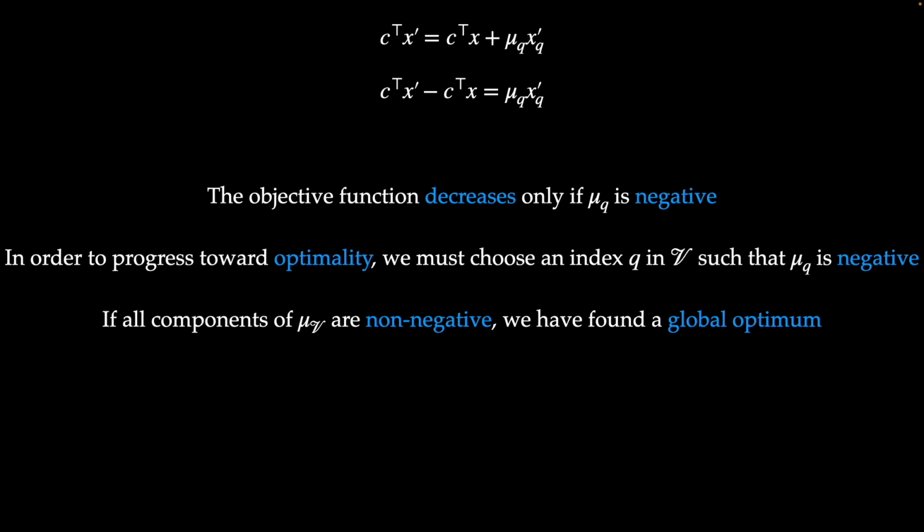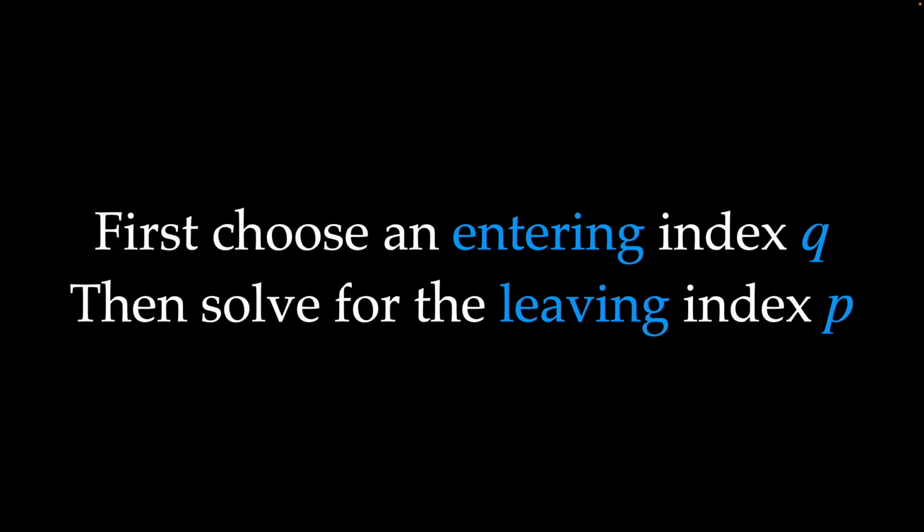So this is a useful result, because we can use it to inform first which q index is going to enter, and at the same time assess whether we are progressing towards optimality. How do we actually use this? This gives us some guidance, but it doesn't tell us exactly which q index to pick. So we are first going to choose the entering index. Remember, we first choose the entering index q, and then we solve for the leaving index p. The question now is, how are we choosing the entering index?